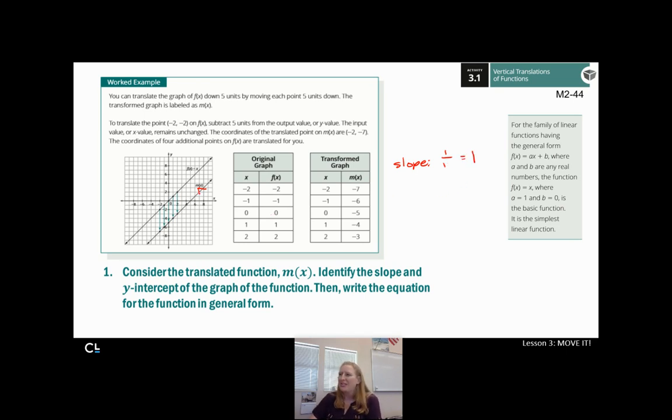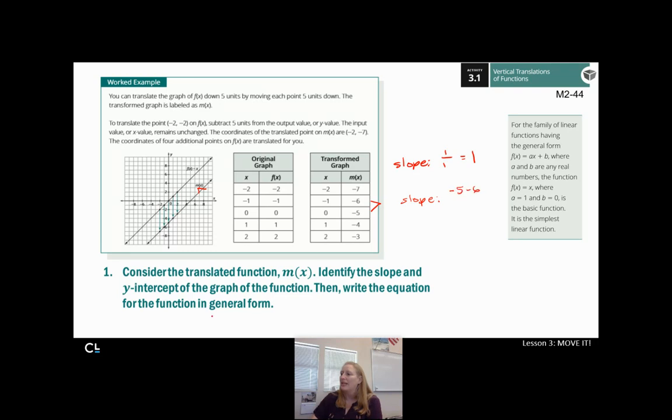Another way you could have found the slope, instead of doing rise over run on your little graph here, you could have used the slope formula here. Look, they're all in order: -2, -1, 0, 1, 2. You totally could have used first differences here. That would have worked as well.